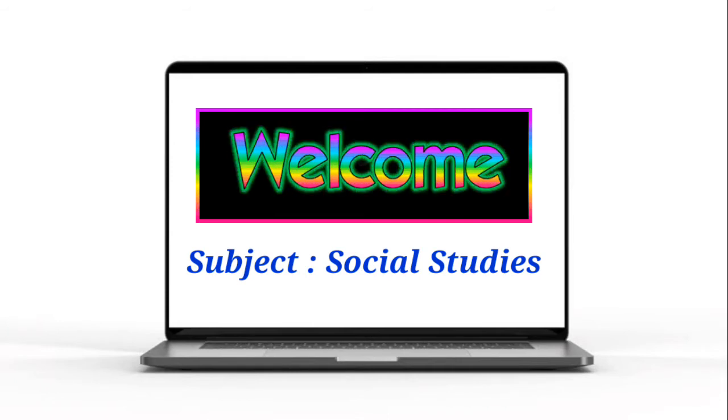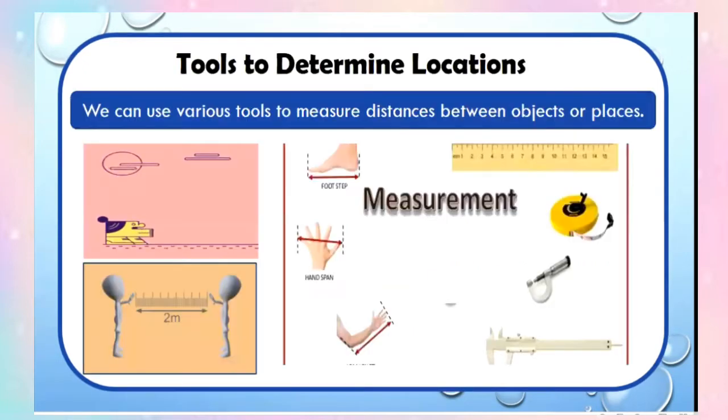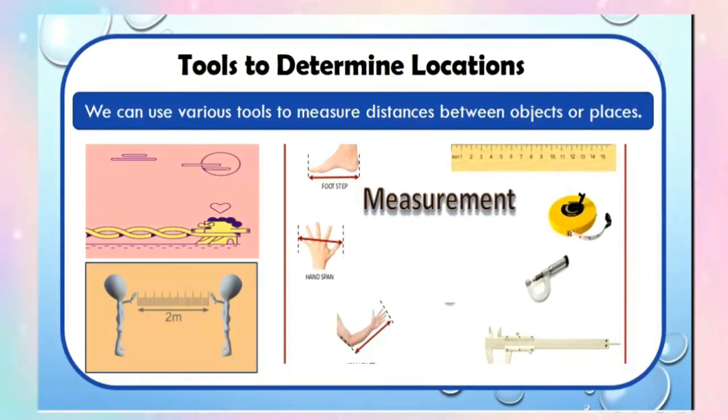I'm so happy. So for today's subject, we have social studies. For today's lesson, we have tools to determine locations and distances. We can use various tools to measure distances between objects or places. Can you please read with me? We can use footstep, the handspan, or the ruler and many more to measure distance.